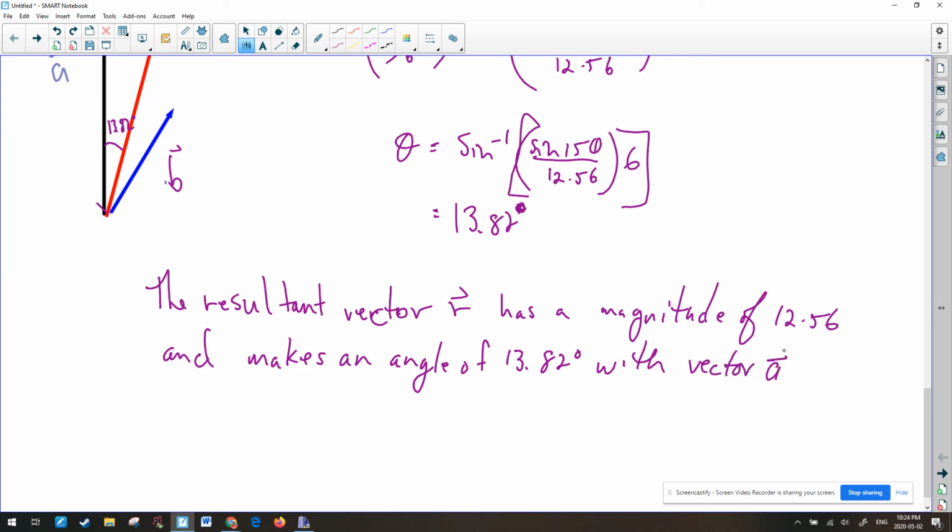vector A. Here's where we're going to be specific. Makes an angle of 13.82 degrees with vector A toward vector B. Okay, so that ensures that we know that it's away from A toward B. So even if my B was drawn over here, the resultant vector would be in the right place. Okay, so the language is tricky. The math is not that bad, but the language in these scenarios is tricky. You have to be really, really careful with how you phrase these things.